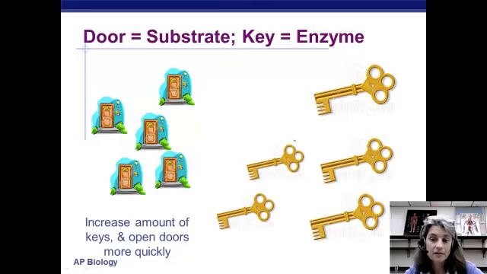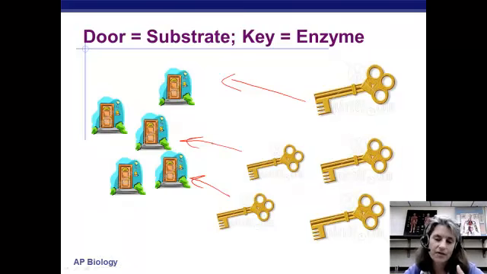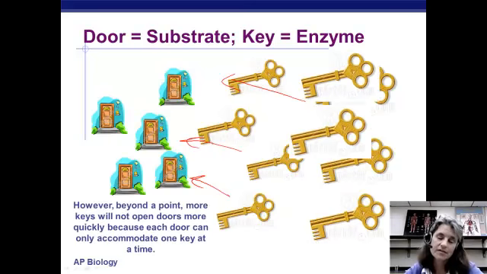However, if I increase the amount of keys or people with keys, then I could have one person with a key opening this door, one person opening that door, another person opening that door, and so on. And so I could essentially open all of them at the same time, because I would have a bunch of keys. I wouldn't have to do one door at a time with one key. That's kind of how the enzyme concentration affects the chemical reaction. The more enzymes I have, I can break down that many more hydrogen peroxide molecules at once. The thing is, beyond a certain point, it's not going to make it go any faster.